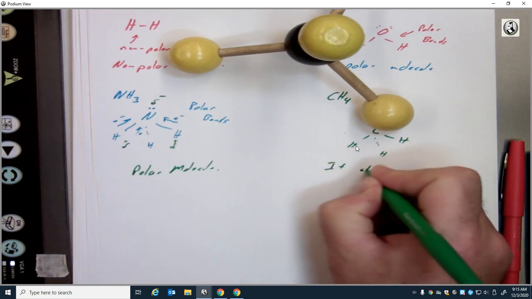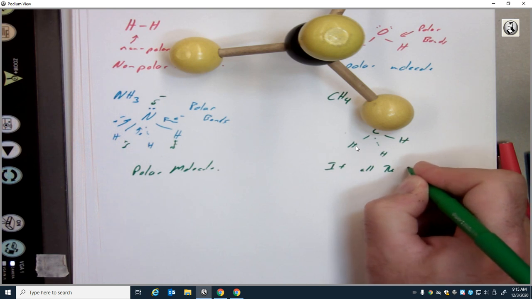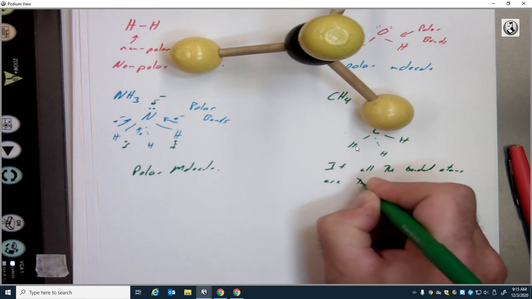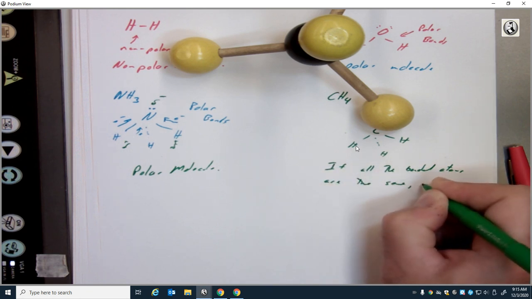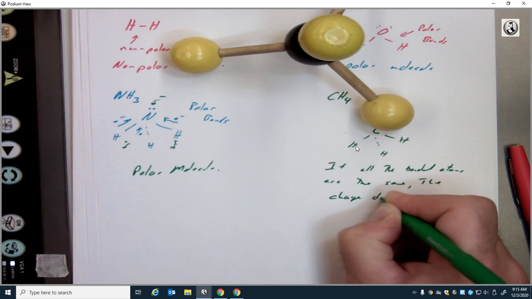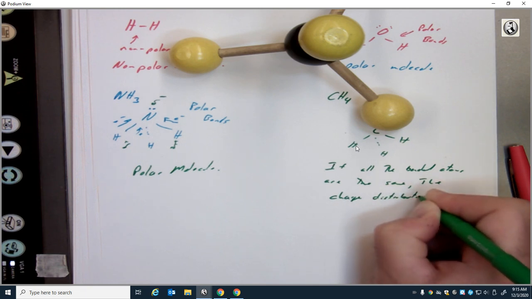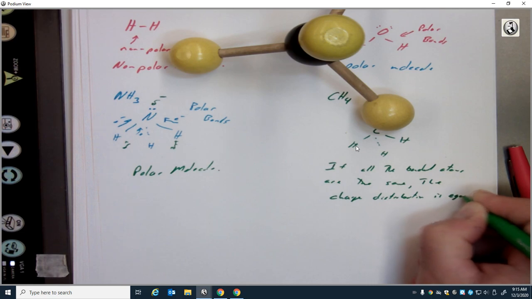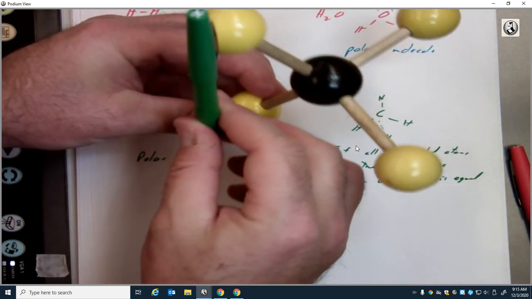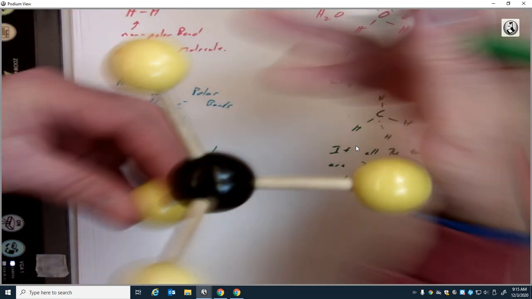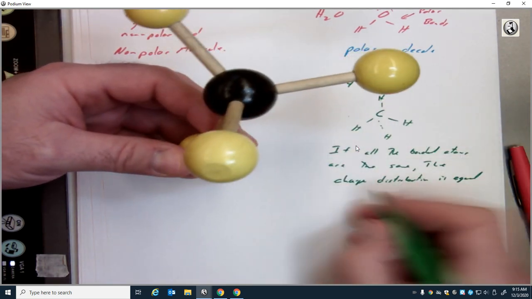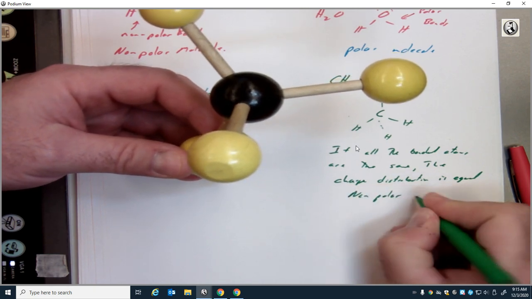So if all the bonded atoms are the same, the charge distribution is equal. So now we can't say that this side of the molecule over here is negative, this side is positive. We can't say that. It's got this equal charge distribution. So tetrahedrals with all the same on the outside, no matter what, are non-polar molecules.